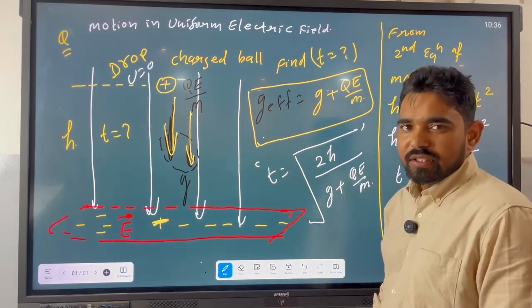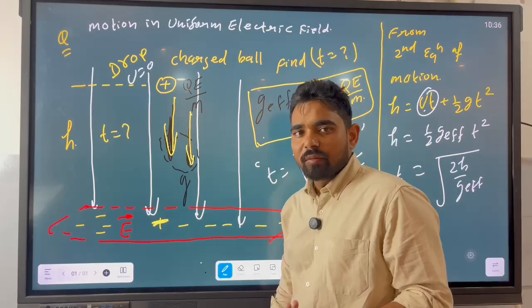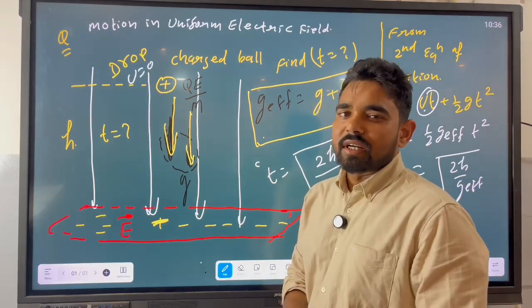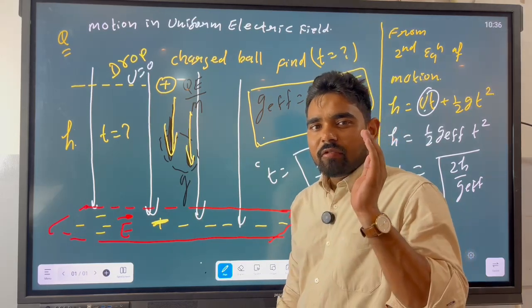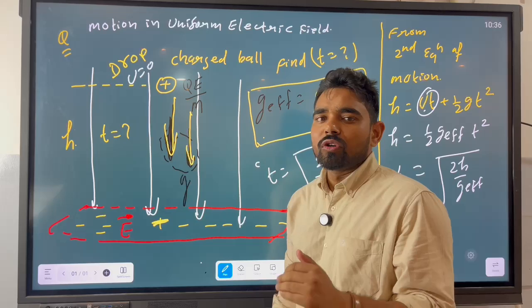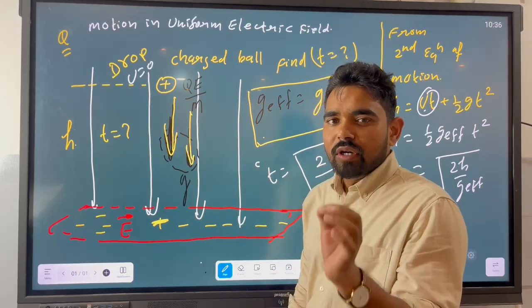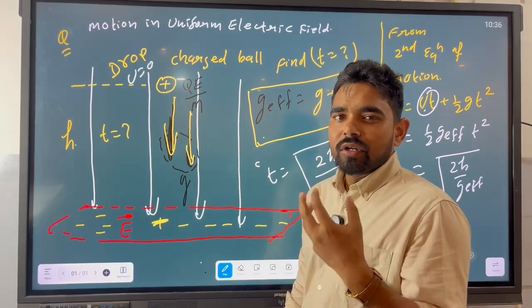This is a basic numerical problem related to motion along a straight line, basic concept, basic explanations, and most important result, most important logic for your NEET exam and also your JEE exam.